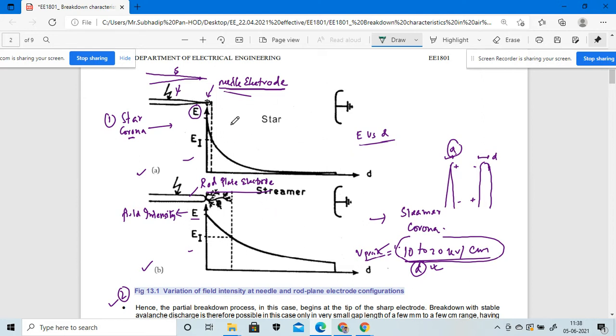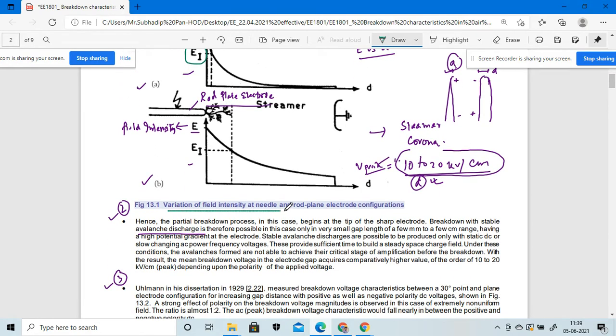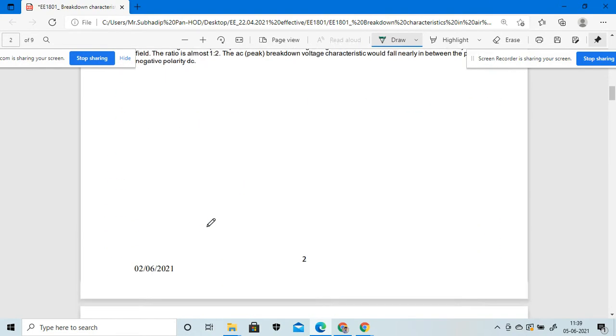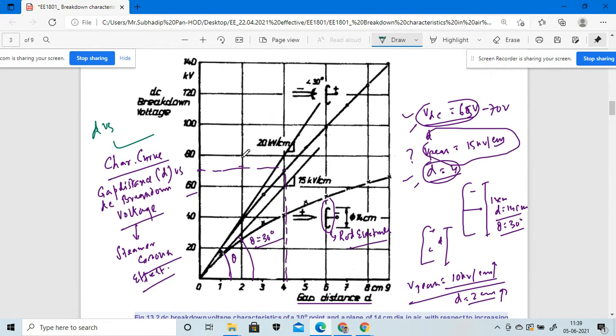In the previous lecture we discussed the variation of the field intensity, where E is the electric field intensity, for the rod plate electrode configurations. We also discussed the DC breakdown voltage characteristics, which show the relationship between the gap distance d and the DC breakdown voltage.